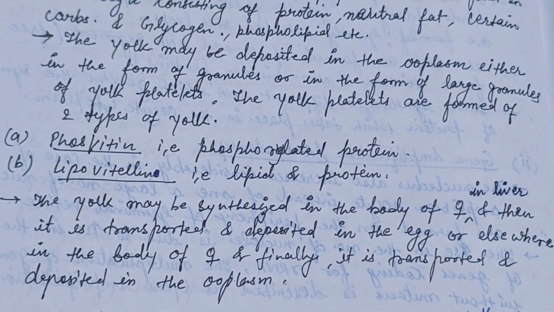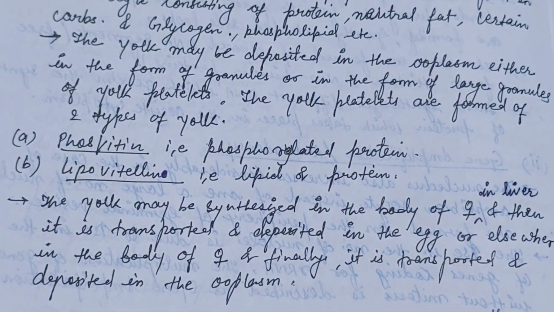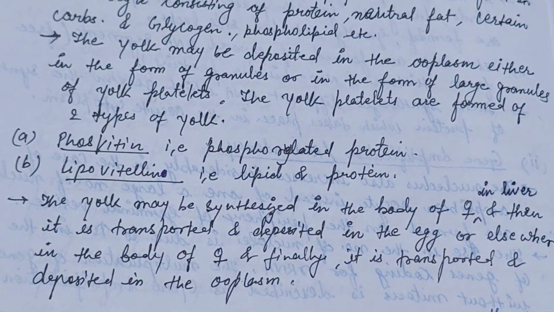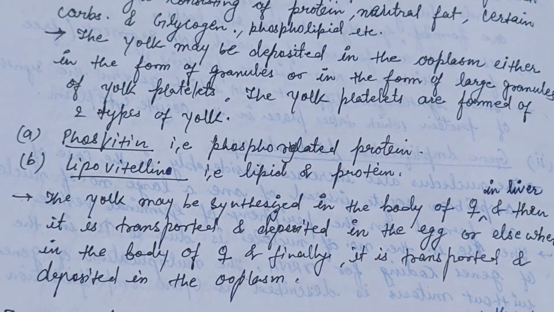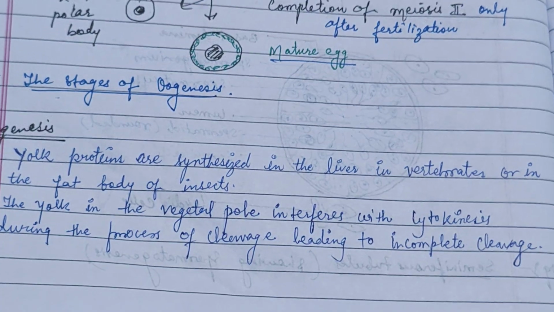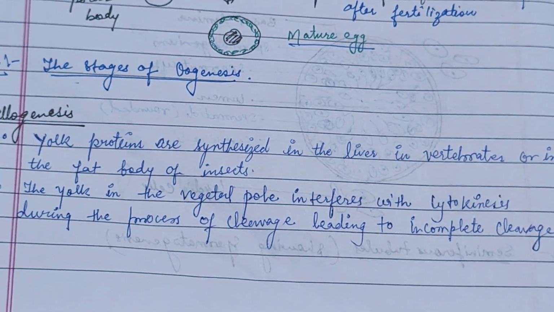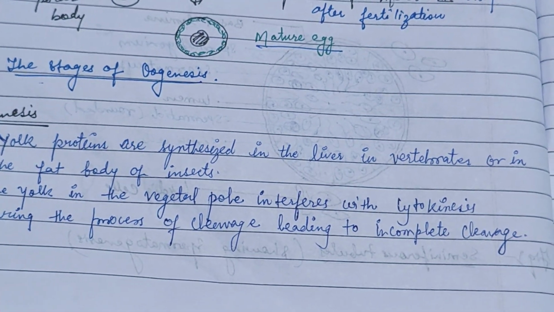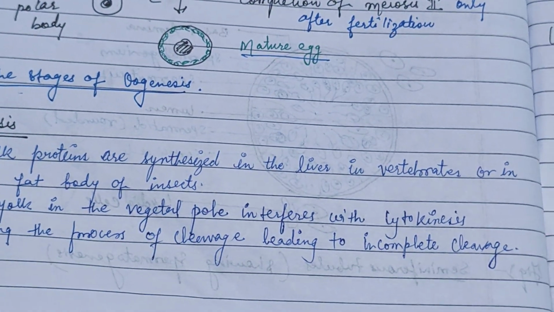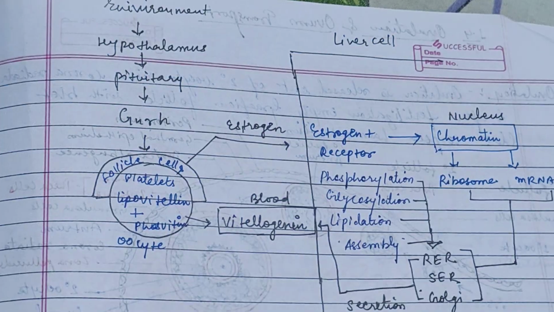It may be synthesized in the body of the female in the liver, and then it is transported and deposited in the egg, or elsewhere in the body of the female, and finally it is transported and deposited in the ooplasm. The yolk proteins are synthesized in the liver in vertebrates, and in the fat body of insects. The yolk at the vegetal pole interferes with cytokinesis during cleavage, leading to incomplete cleavage.